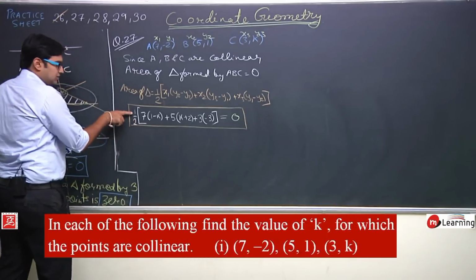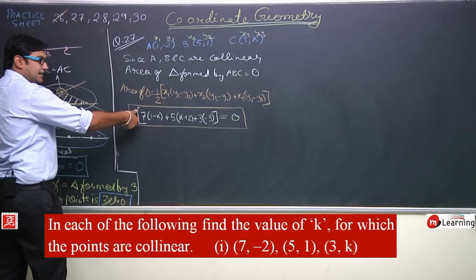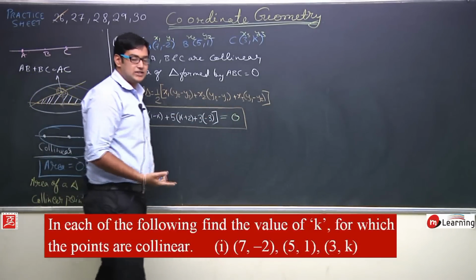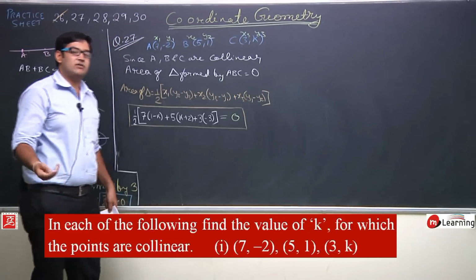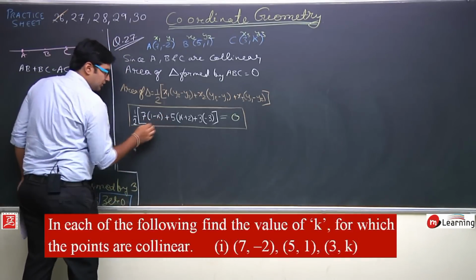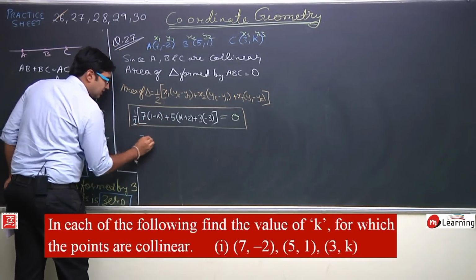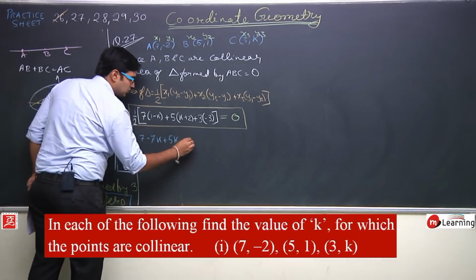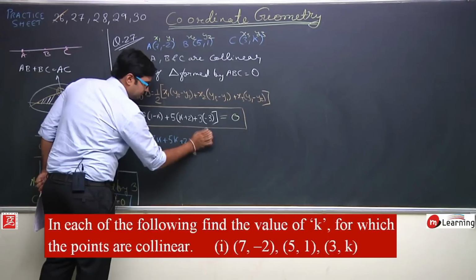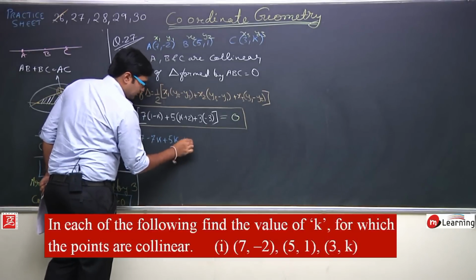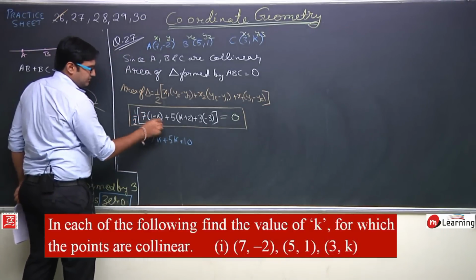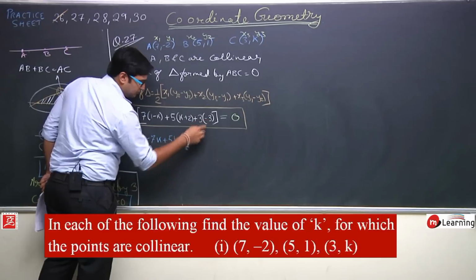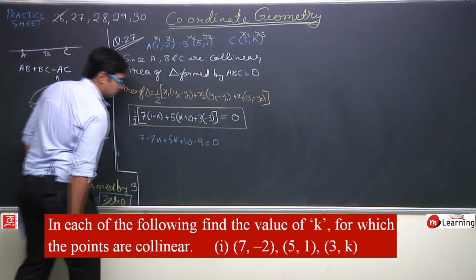Let us continue this. This is half of to the bracket. So I can take this half in the RHS. I can shift this half from LHS to RHS. So it will be multiplied to 0 and it will become 0. So what you going to have is 7 into 1 is 7 minus 7k plus 5k plus 10. Sorry, 3 3s are 9, so minus 9. This is 7 into 1, then 7 into minus k, then 5 into k is 5k, 5 into 2 is 10, then 3 into 3 is 9, so minus 9, this is equals to 0.